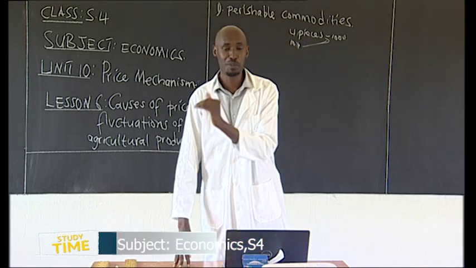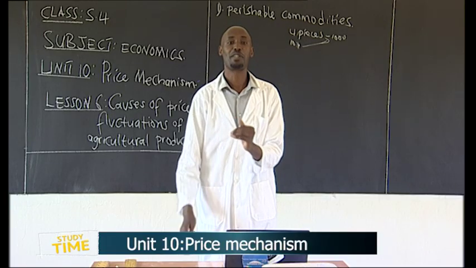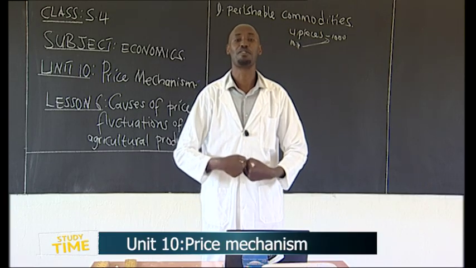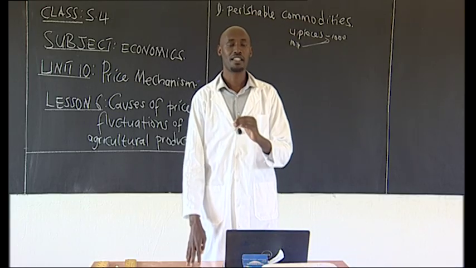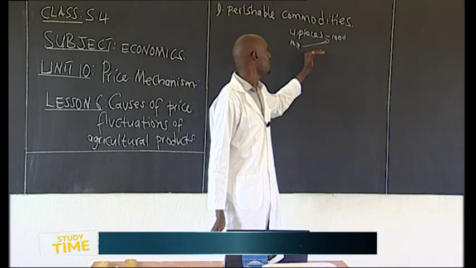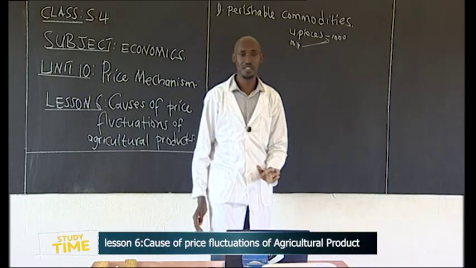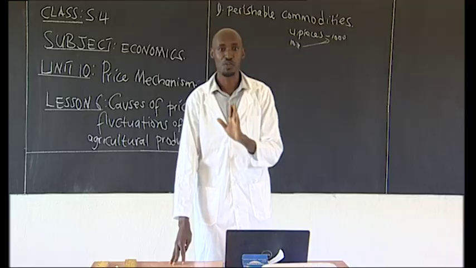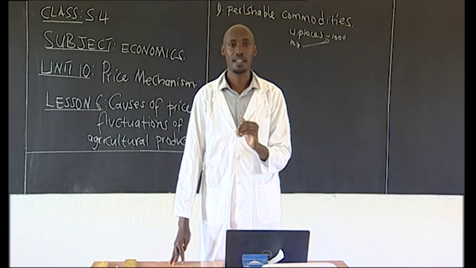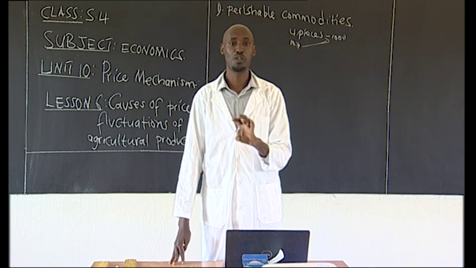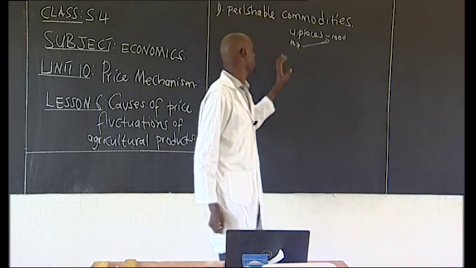Avocado, you normally see people selling avocado on the street. Even sometimes they ask you to take it for free. Why? Because the products are perishable. So for perishable products, you sell at whatever price when supply is high, and when demand is low. Good.